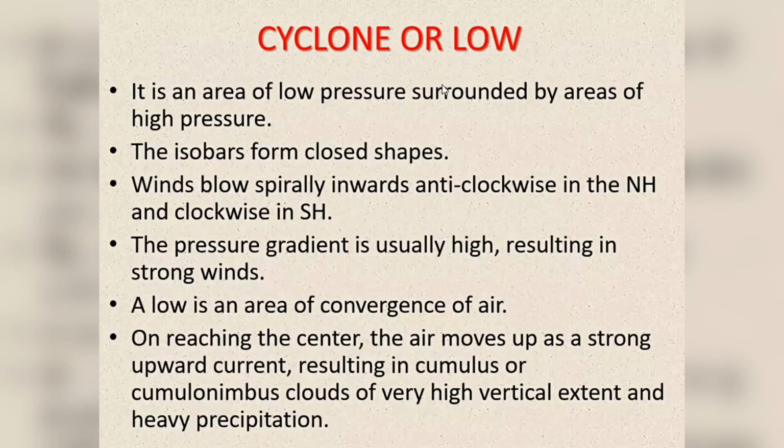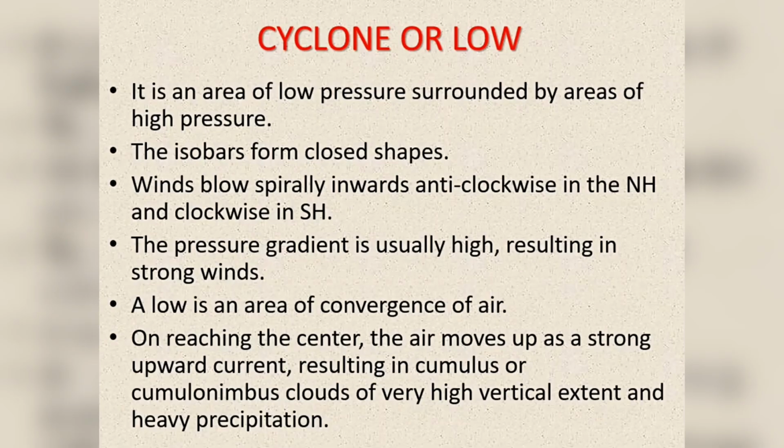And to write: a cyclone or low is an area of low pressure surrounded by an area of high pressure. Isobars, of course, form closed shapes, and winds blow spirally inwards, anti-clockwise in the northern hemisphere and clockwise in the southern hemisphere. This we have studied enough and understood, because of the resultant of these winds. And the pressure gradient is usually high, resulting in strong winds.